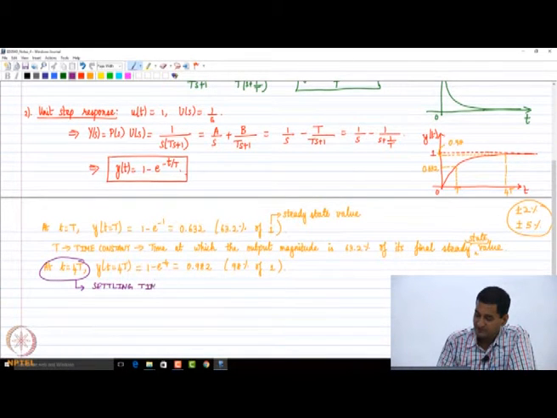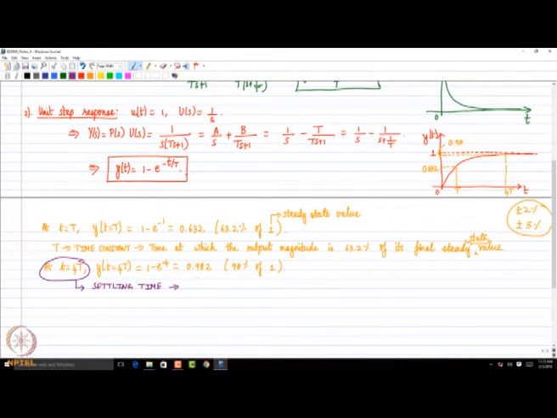So settling time for a first order system, we are asking the question: what is the time taken for the output magnitude to settle within 2% of its final value? Okay. So that's the question that we are asking.